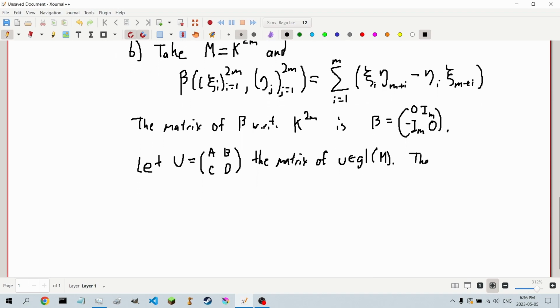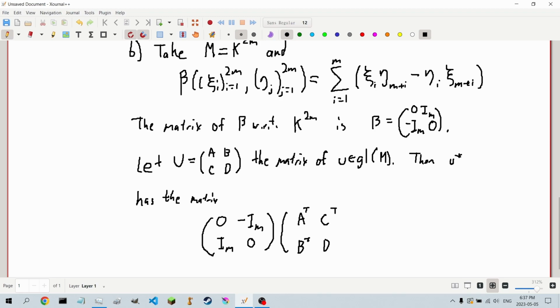And then set U star has the matrix 0, so this is negative beta, or equivalently I'm thinking the transpose of beta, times the transpose of u, times our regular old identity, and this gives us back a matrix that looks like this.